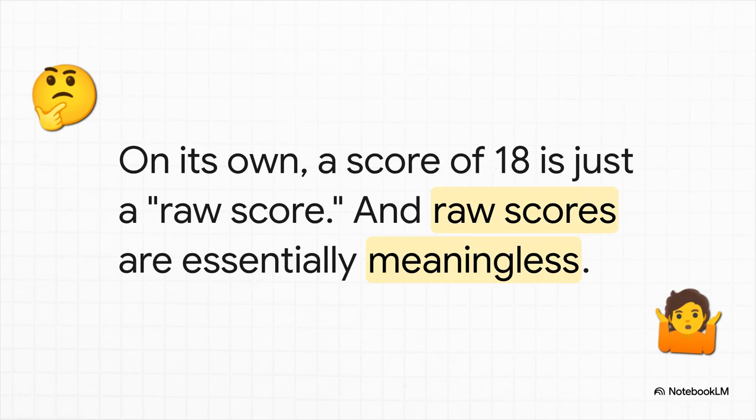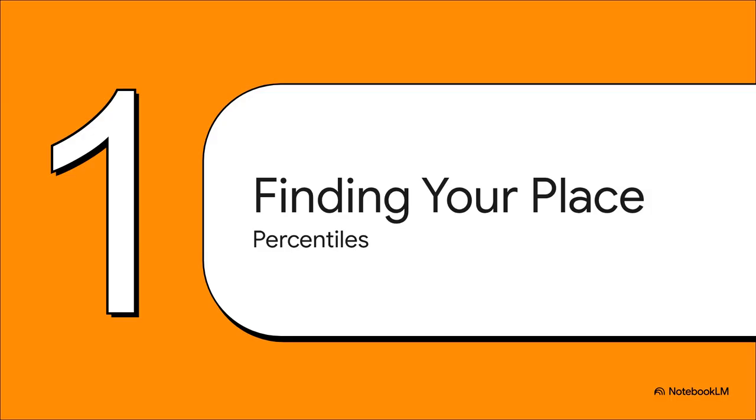A score of 18 is what's called a raw score. It's just the original untouched number. But without any context, it's pretty much meaningless. We have no idea how tough the test was, and maybe most importantly, we have no idea how everyone else did. To make this number mean something, we have to compare it. And our first tool for adding that context is all about comparison. It's a way to find your exact place in the crowd.